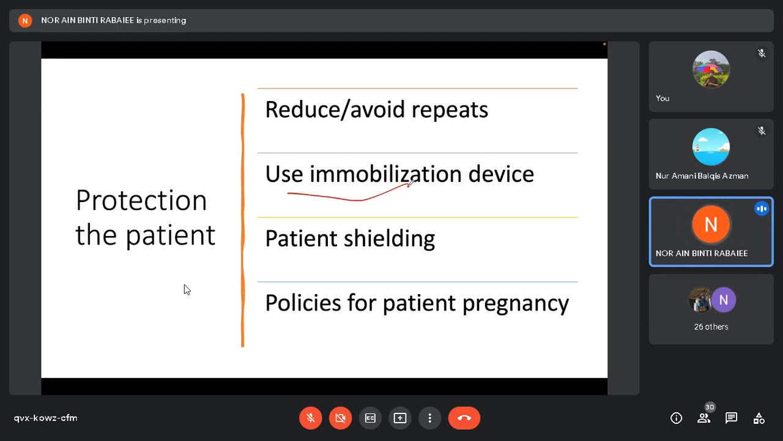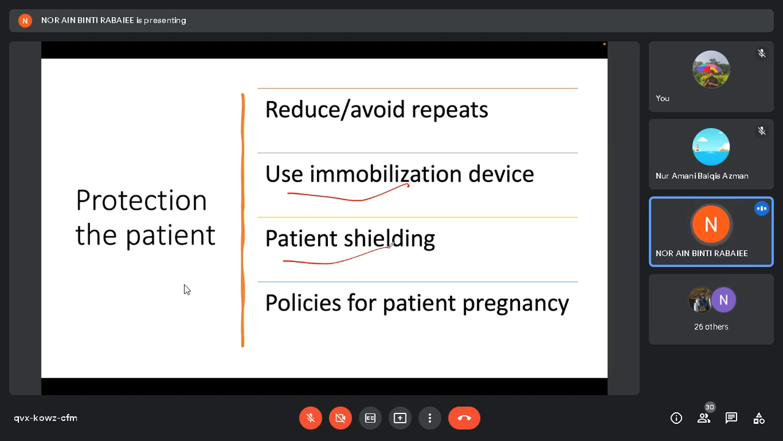Okay, because when the patient moves, the image that is produced after exposure is not as we required. If the image produced is blurring or there is a motion artifact, the procedure needs to be repeated. So we have to perform the repetition. And of course, when the repetition happens, it leads to unnecessary radiation exposure to the patient.